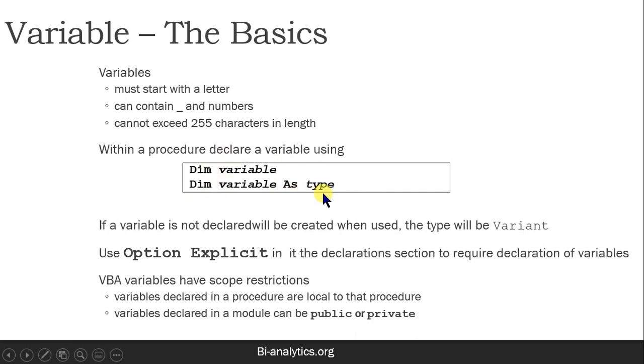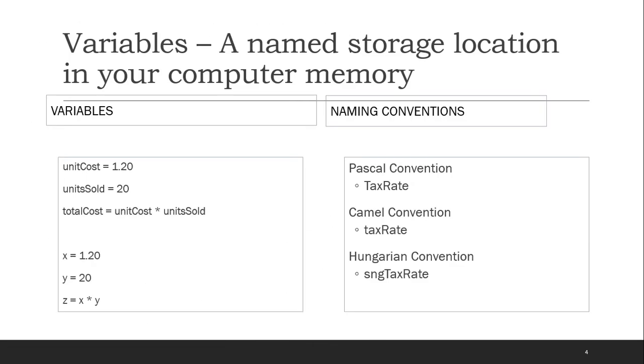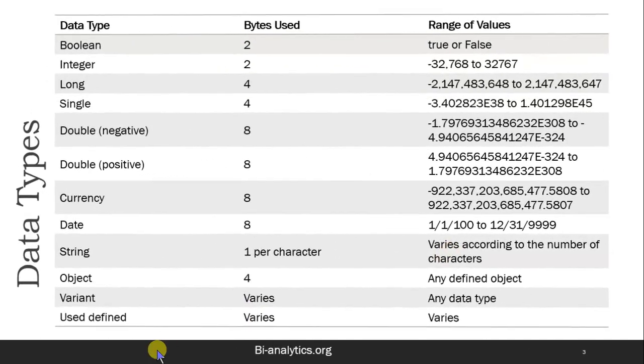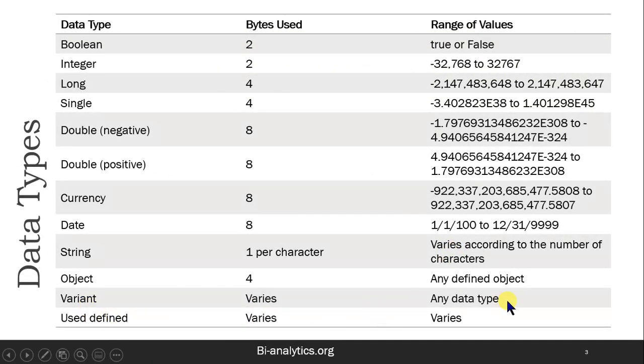So Dim variable As type. There are two ways of declaring. Declaration is not mandatory, but we'll always declare as a best practice, and we'll talk more about declaration and Option Explicit in the next tutorial. If a variable is not declared, its type is called Variant. We just talked about the Variant data type, which varies. So if you have not declared a variable, it will be a Variant.